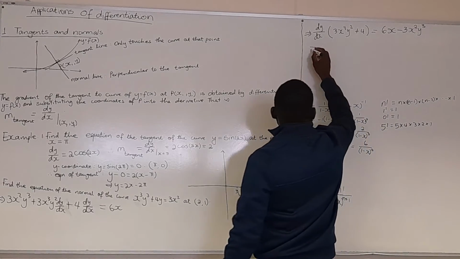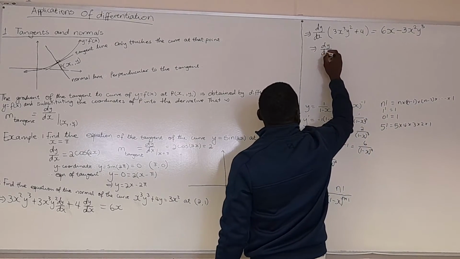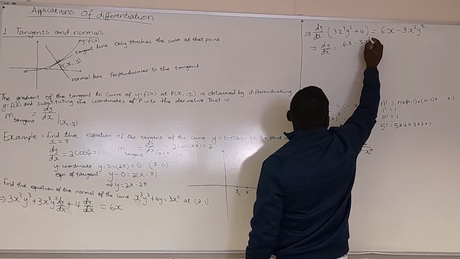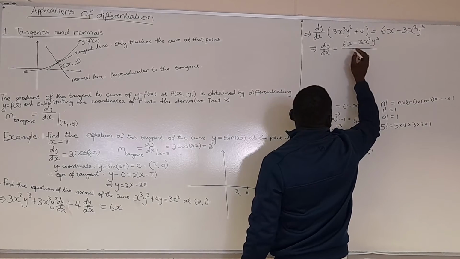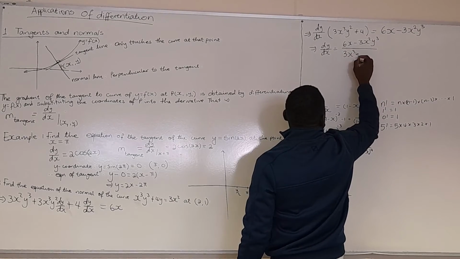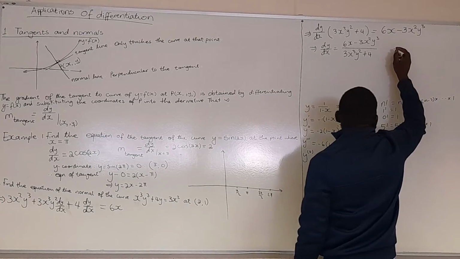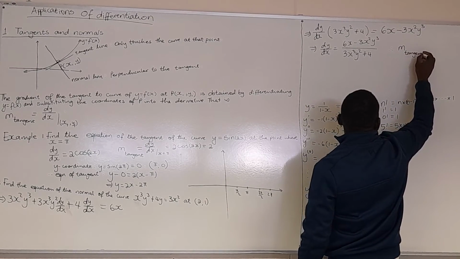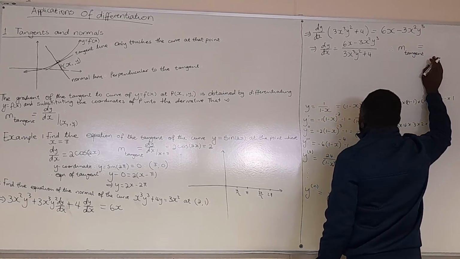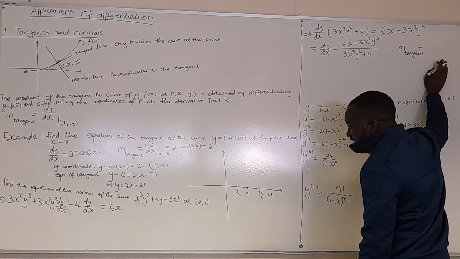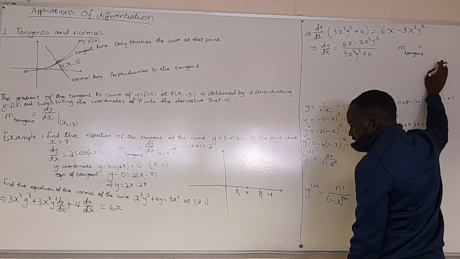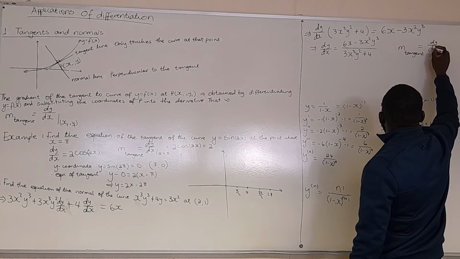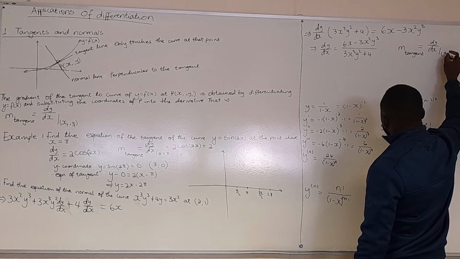And then we make dy/dx the subject of the formula. So that is (6x minus 3x squared y cubed) over (3x cubed y squared plus 4). And then now you can get the gradient of the tangent. The gradient of the tangent will be, so you substitute the coordinates of the point where you are finding the tangent. So that is dy/dx at the point (2, 1).